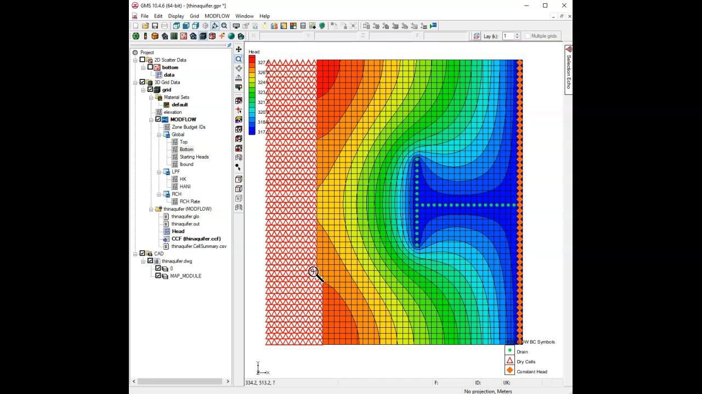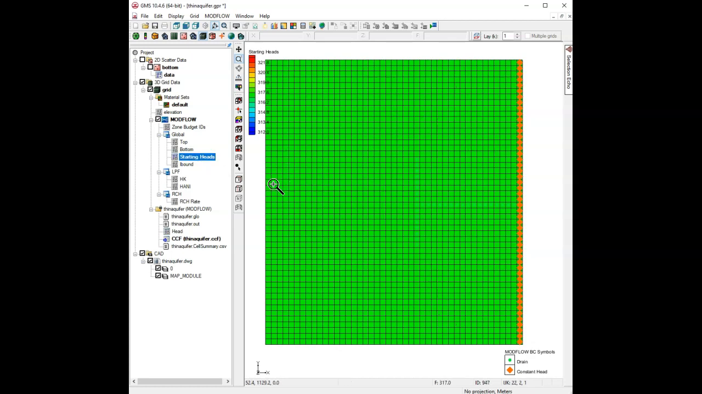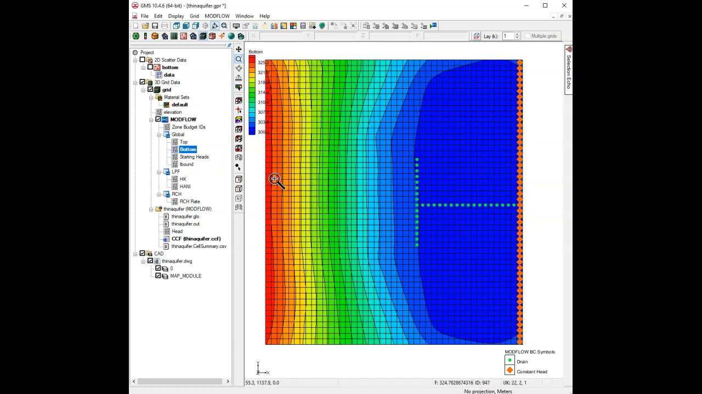A lot of times when cells go dry, it's because the solver tries to move the head too far as it iterates. So the first thing we're going to try is to see if our starting heads were too low. Our starting heads are around 317. Well, guess what? If you look at the bottom elevations over here, they are 325.